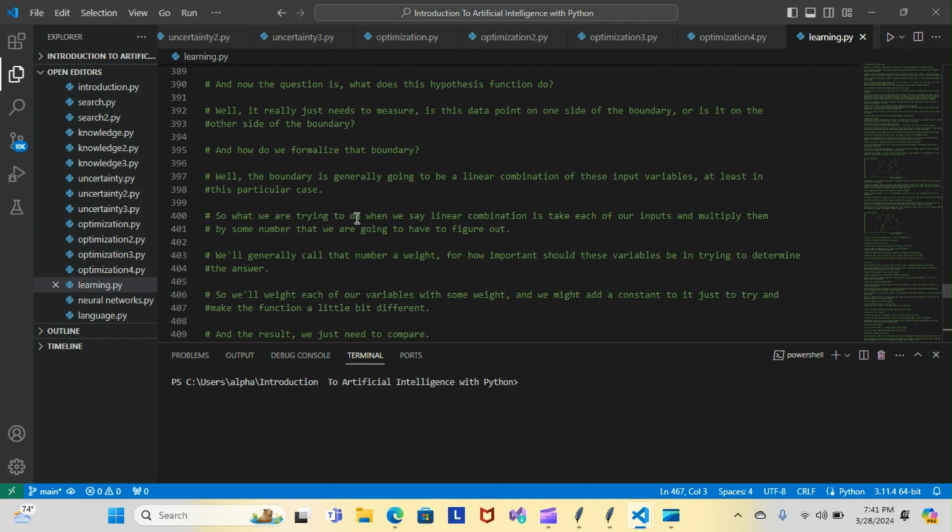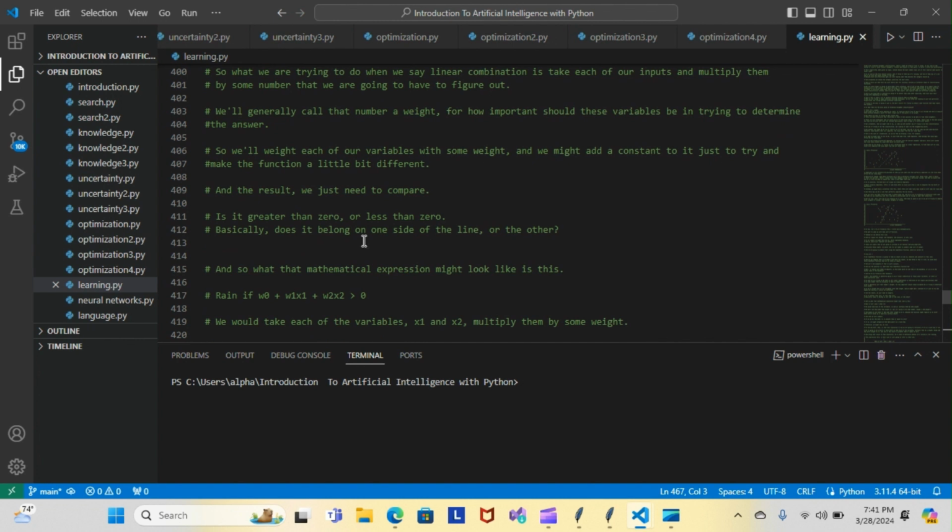So what we are trying to do when we say linear combination is take each of our inputs and multiply them by some number that we are going to have to figure out. We'll generally call that number a weight, for how important should these variables be in trying to determine the answer. So we'll weight each of our variables with some weight and we might add a constant to it just to try and make the function a little bit different. And the result, we just need to compare. Is it greater than zero or less than zero? Basically, does it belong on one side of the line or the other?